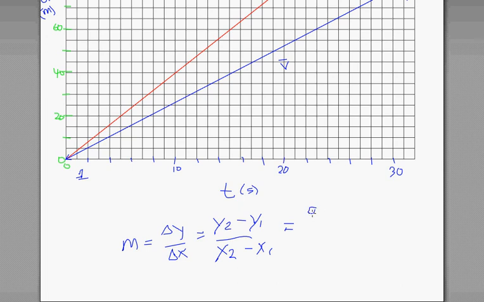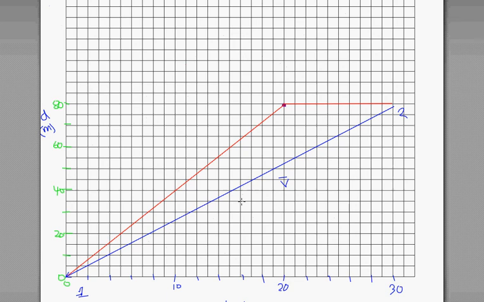80 meters minus 0 meters over 30 seconds minus 0 seconds. And I'll leave you guys with calculators at home to solve that. But it's going to be 8 over 3 meters per second. And that will be your average velocity, because it is the slope of the average velocity line. Okay, now let's stop there, and I will make another video for your homework.